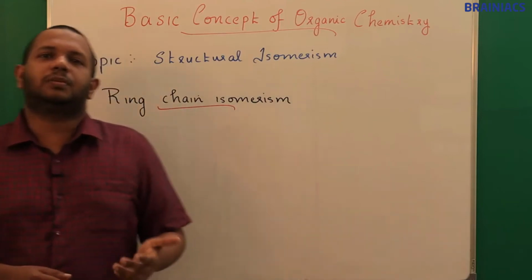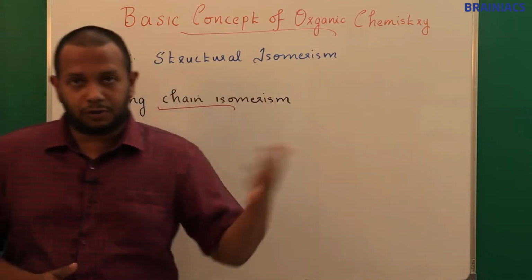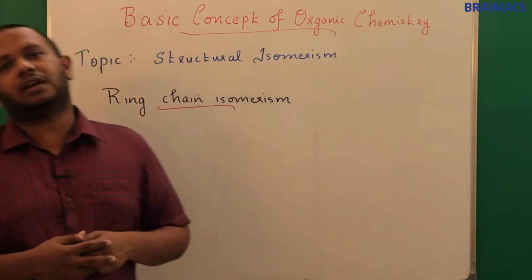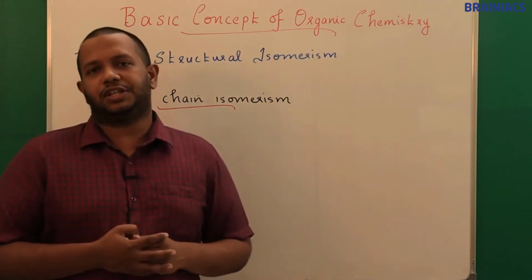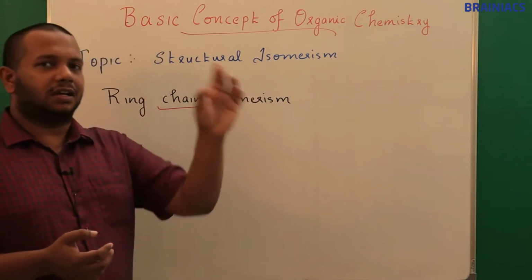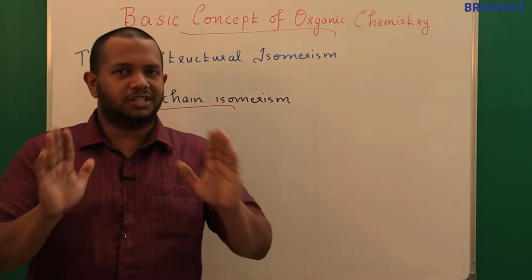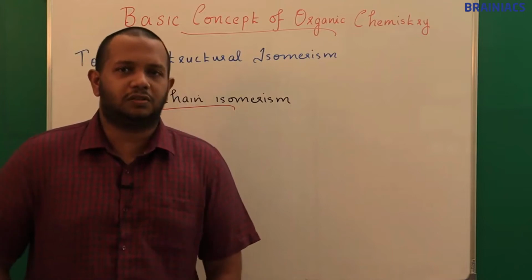Under position isomerism we have seen that the position of the functional group can change, the position of the substituent can change, or even the position of the double bond or triple bond can change. But there the number of carbon atoms in the principal carbon chain will remain the same. That is called position isomerism.